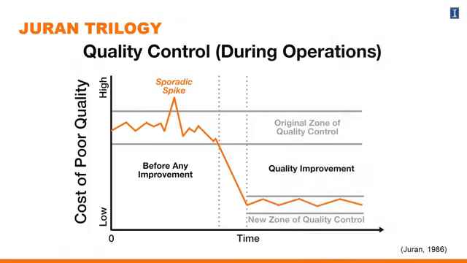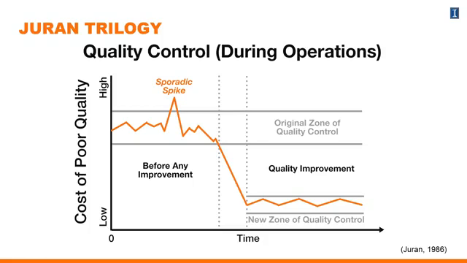So here you have quality control, which is the idea that during the operations, you keep an eye on quality and you make sure that you're getting what you're expecting from your processes. So there's an original zone of quality control which depicts what you expect from your process, and you keep an eye on that. And whenever there's a sporadic spike, you know that something extraordinary has gone wrong, so you try to correct that. So that's the original idea of quality control.